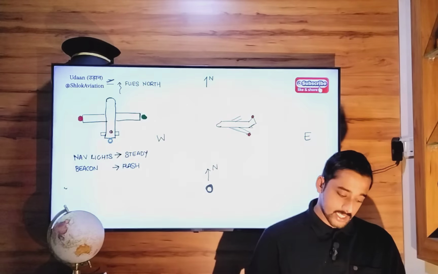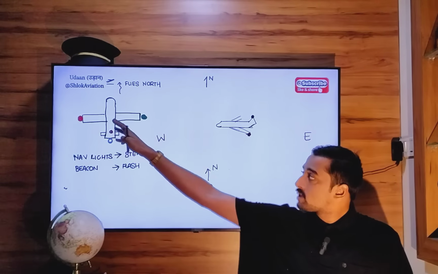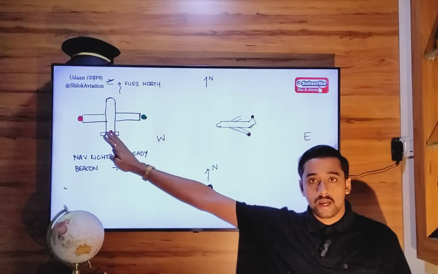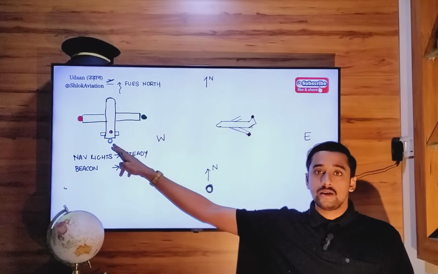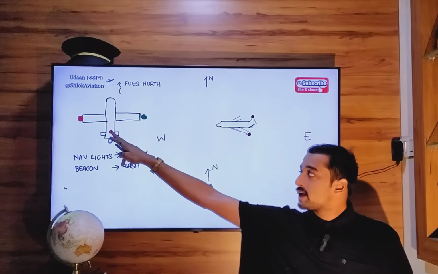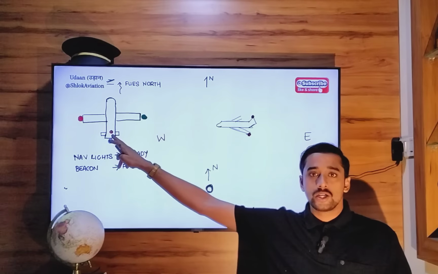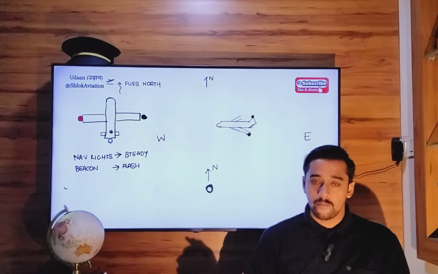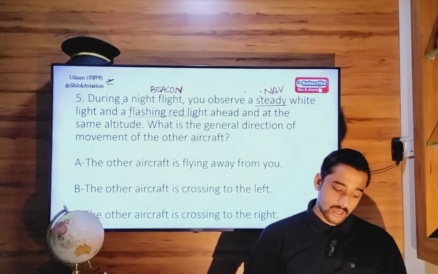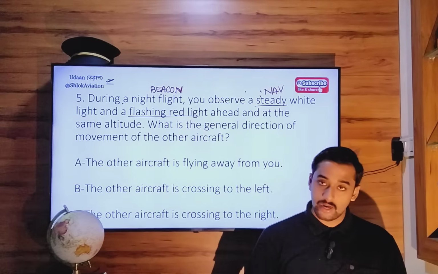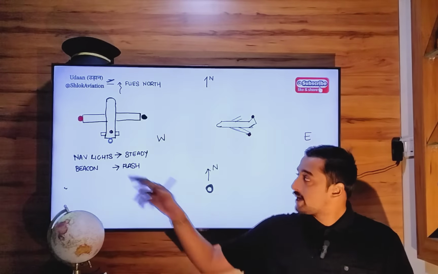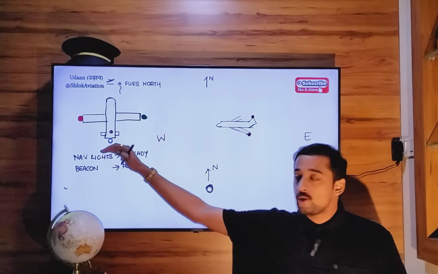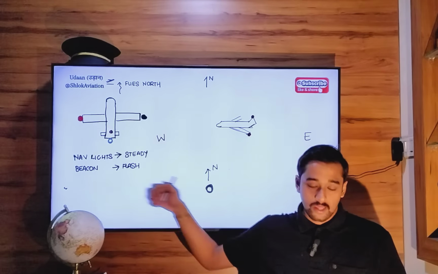Now we will use this same picture. There is a red navigation light on the left wing, a green light on the right, a white navigation light on the rear of the fuselage, and a red flashing light, the beacon anti-collision light, on the top of the fuselage. Now in the question here you are able to see a white light and a flashing red light. So you will be able to see the white light only when you are behind this aircraft, right?